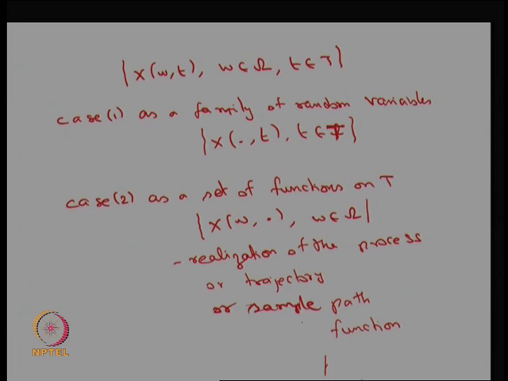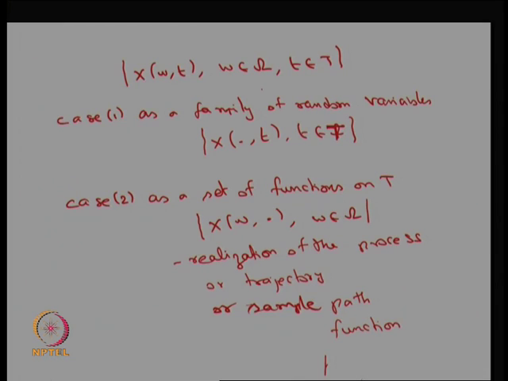That means once you know one possible outcome, you are tracing the stochastic process along that one possible outcome, and that is called a realization of the process, a trajectory, or a sample path. So the conclusion is you can always define a stochastic process as a collection of random variables for different values of t, or as a collection of functions on t for different possible outcomes, that is ω belonging to Ω. So these are the two approaches to create the stochastic process.